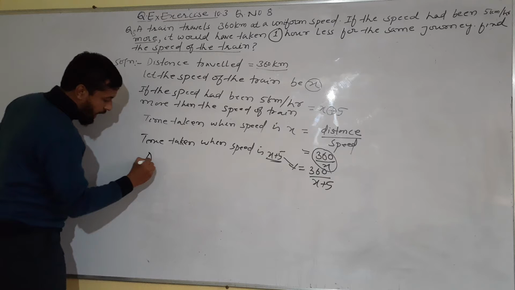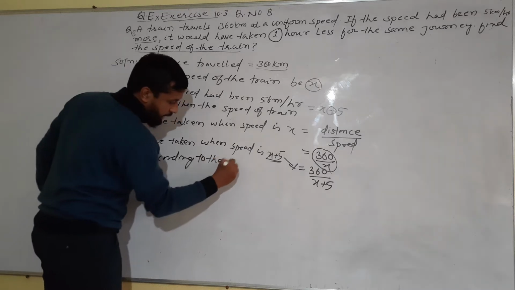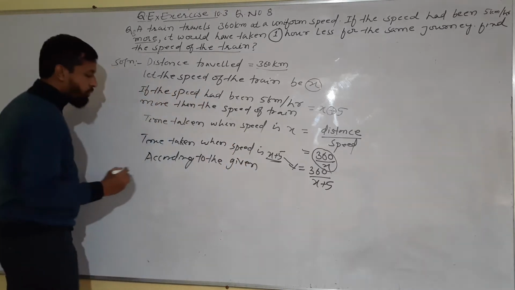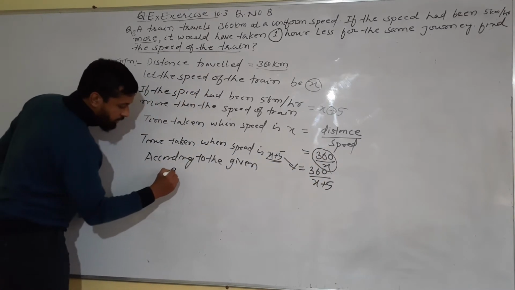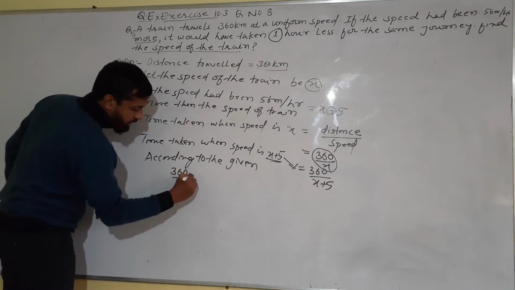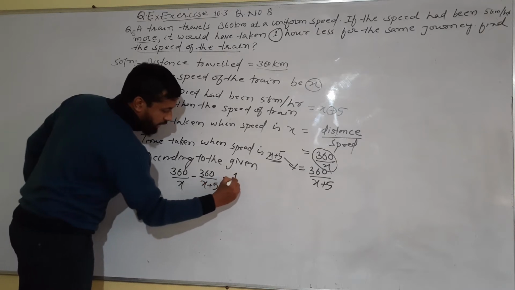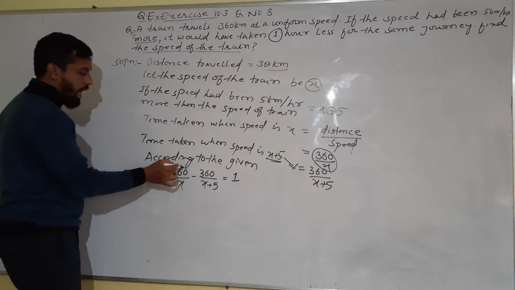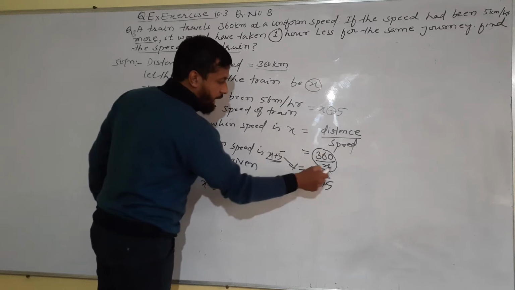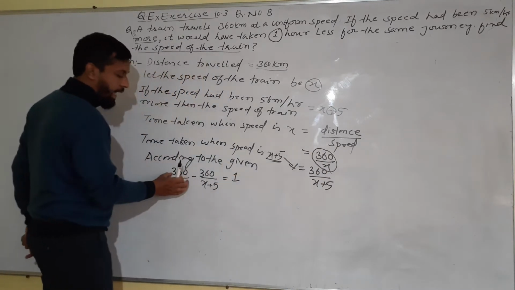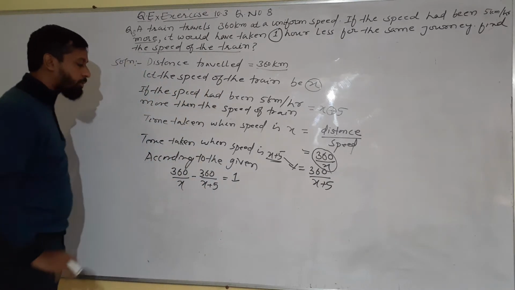Now I am writing according to the given. We can write, we know this is greater: 360 divided by x minus 360 divided by x plus 5 is equal to 1. Why have we written this first and this second? That is important because here time taken is more. That's why we are writing this first, and here time will be less. That's why we are writing it after this one.